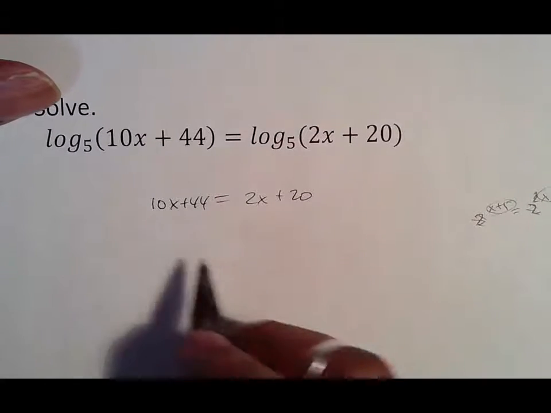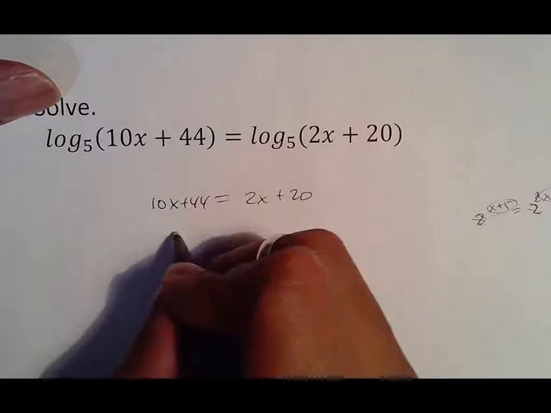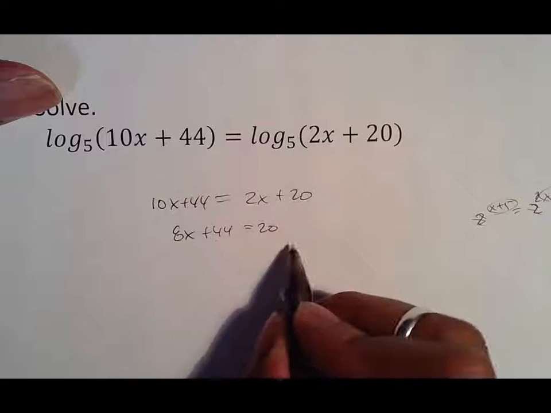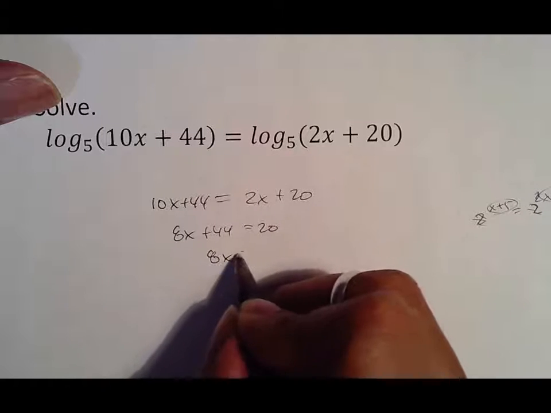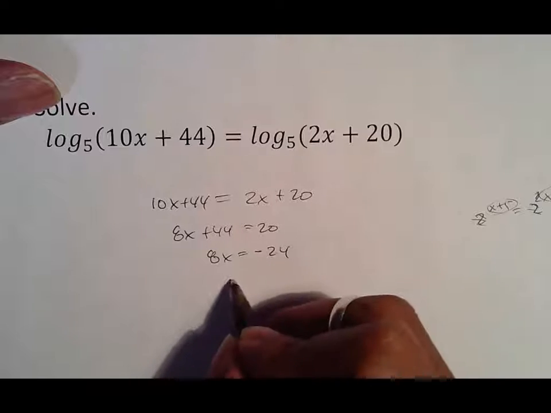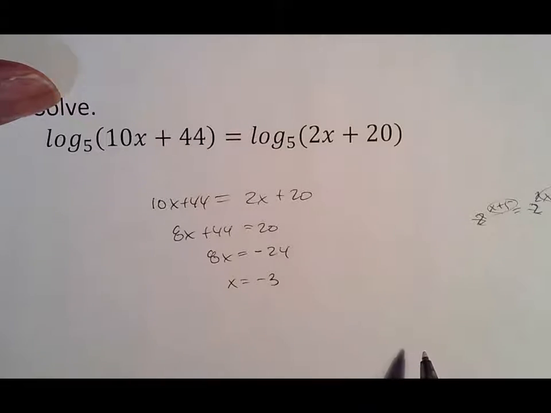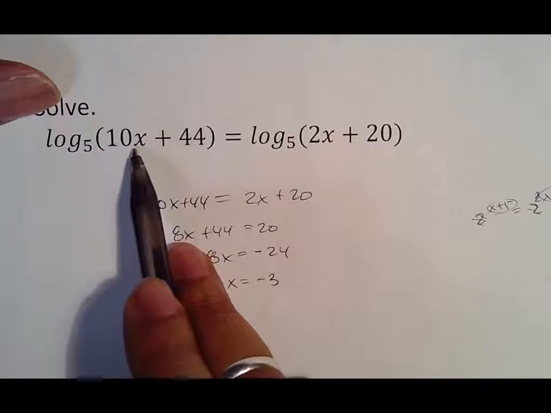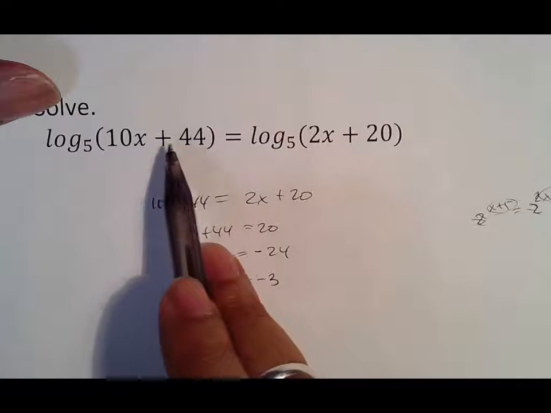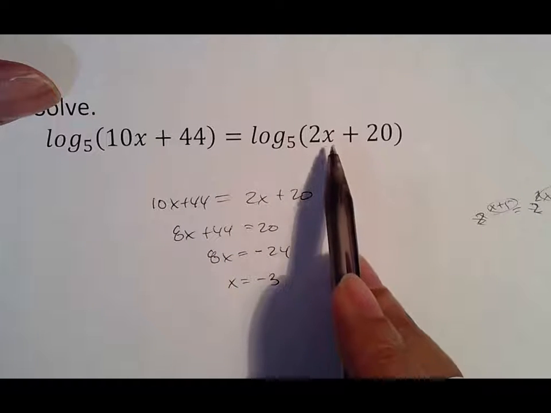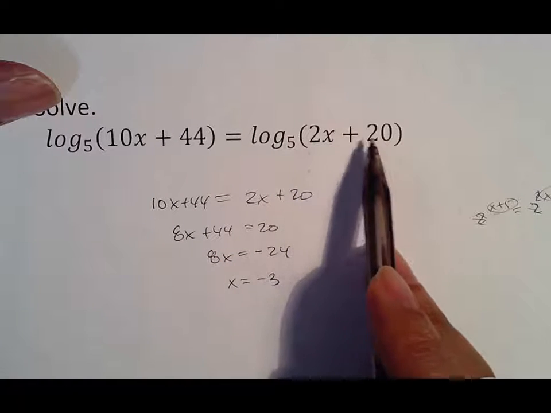Alright, so with that said, move your 2x over, which makes 8x plus 44. Subtract your 44 over here, which means that you end up with 8x equals, I believe, negative 24. And then divide by 8, giving us x equals negative 3. Checking that out, negative 3 makes negative 30. Negative 30 plus 44 is 14. Negative 3 here makes negative 6. Negative 6 plus 20 is also 14. So again, we know that that does work.